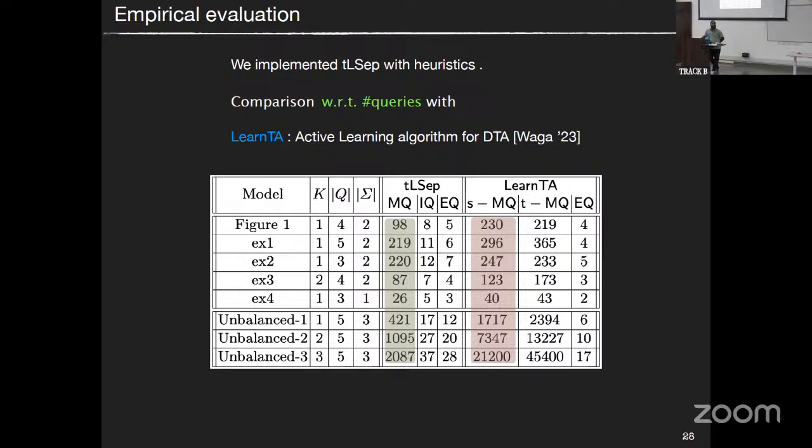Something similar. In your model, all the membership queries are symbolic queries, is it? Yes, because we somehow consider regions, and we query regions. Yes, they are symbolic.